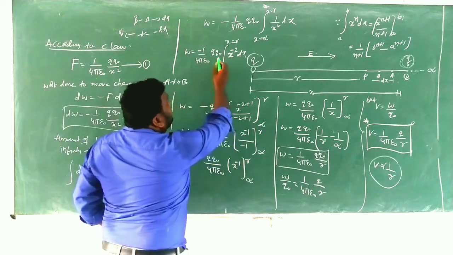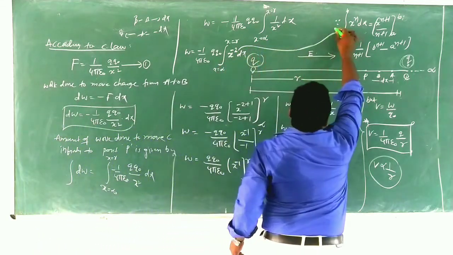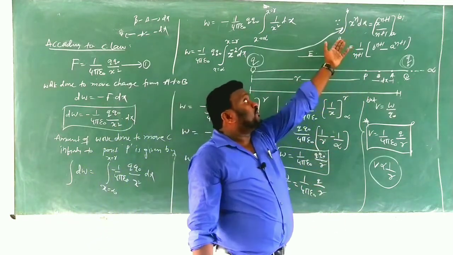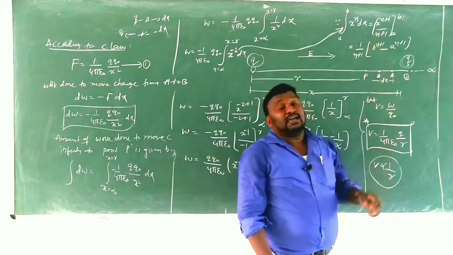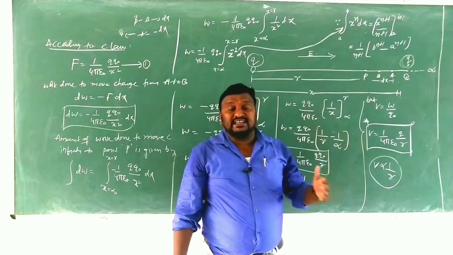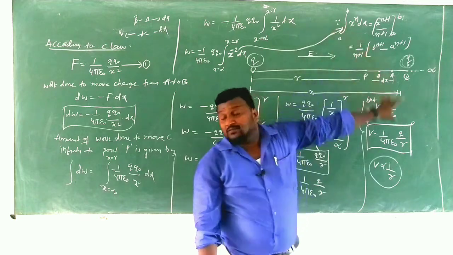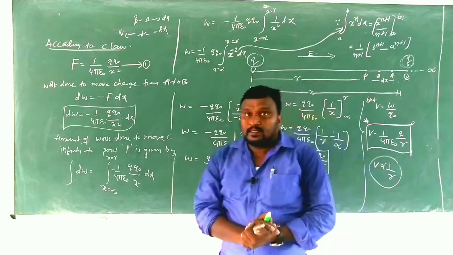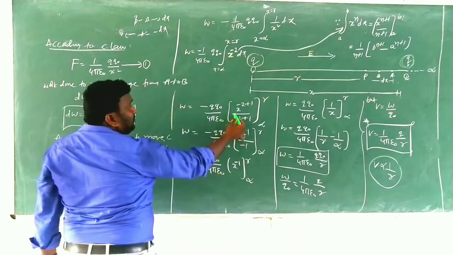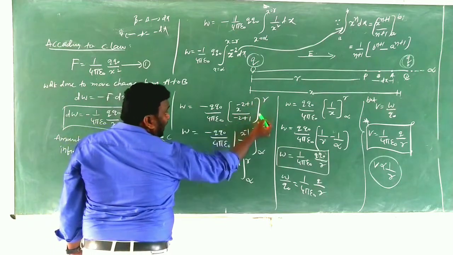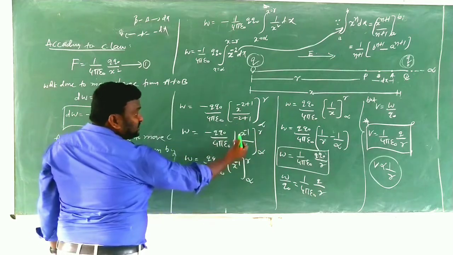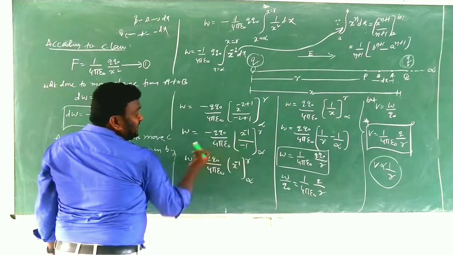Now we compare this x to the power of minus 2 with x to the power of n dx. We have one formula for the integration: x to the power of n dx is equal to x to the power of n plus 1 by n plus 1. Then we substitute the limits, the upper limit minus the lower limit. Applying this formula, we get x to the power of minus 2 plus 1 by minus 2 plus 1, between r and infinity. Minus 2 plus 1 is minus 1, so x to the power of minus 1, and the minus signs cancel.